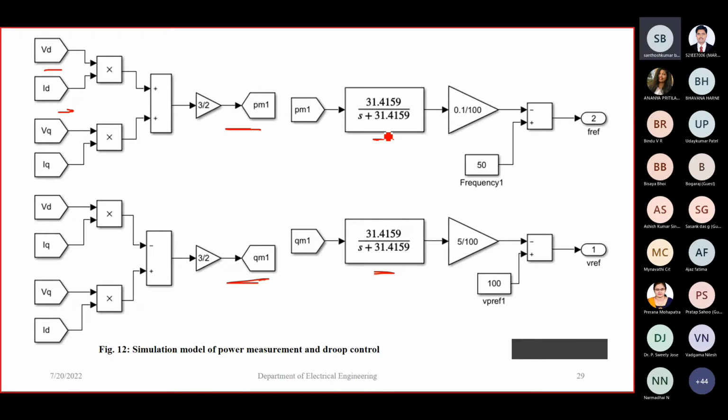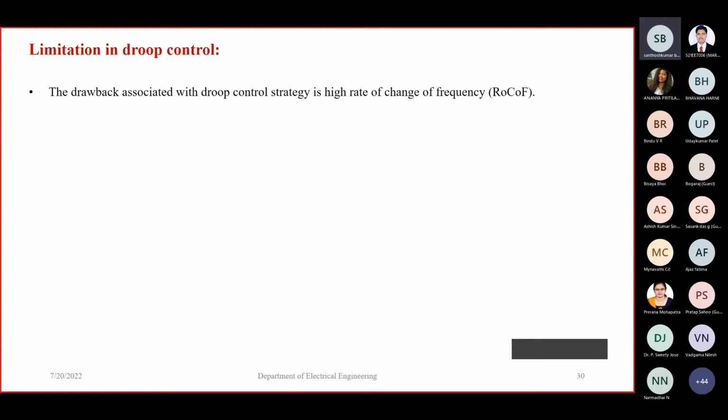And the VOC controls the power we are considering instantaneously. So that is the main difference between the group VSM and the VOC. Now I'm going to the VSM concept. The limitation in this group control is that the rate of change of frequency is high.